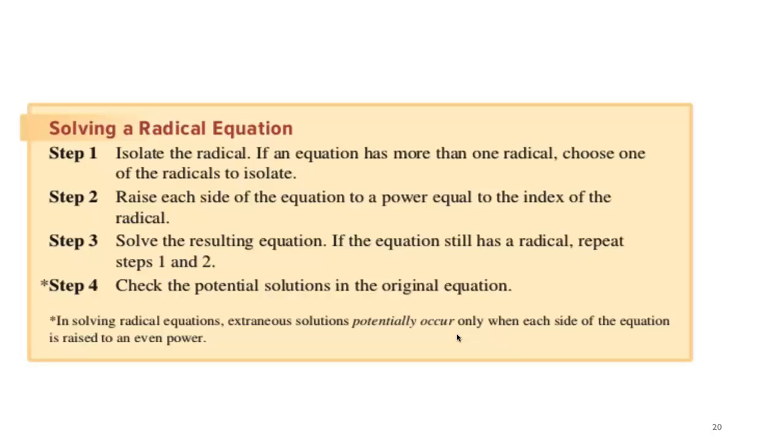Okay, how do I solve a radical equation? The idea is that we want to isolate the radical, and then we want to raise it to that same index to get rid of it. Raise both sides to the same power as the index, and then solve the resulting equation. Now, after I do this step, if I still have a radical, I have to repeat this again. So let's see some examples.